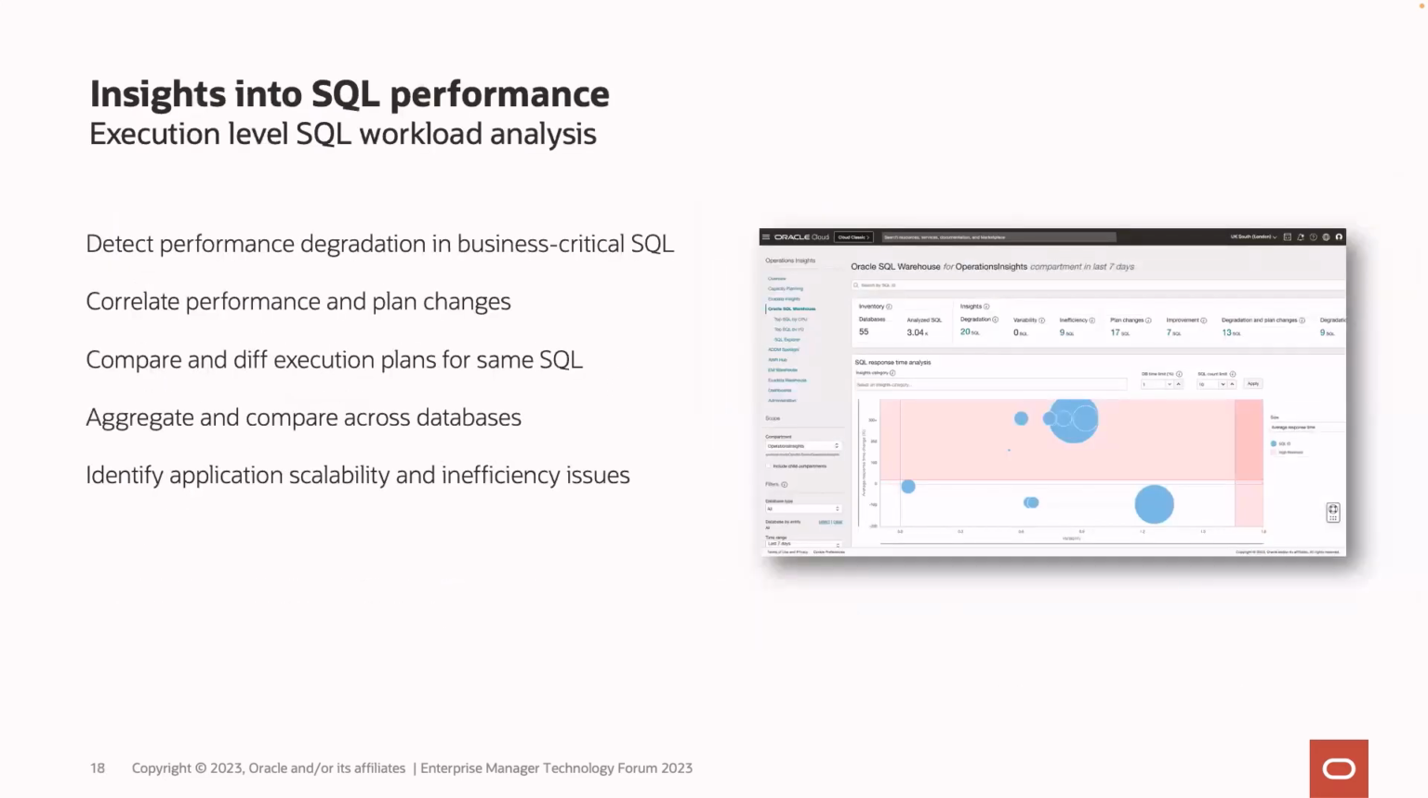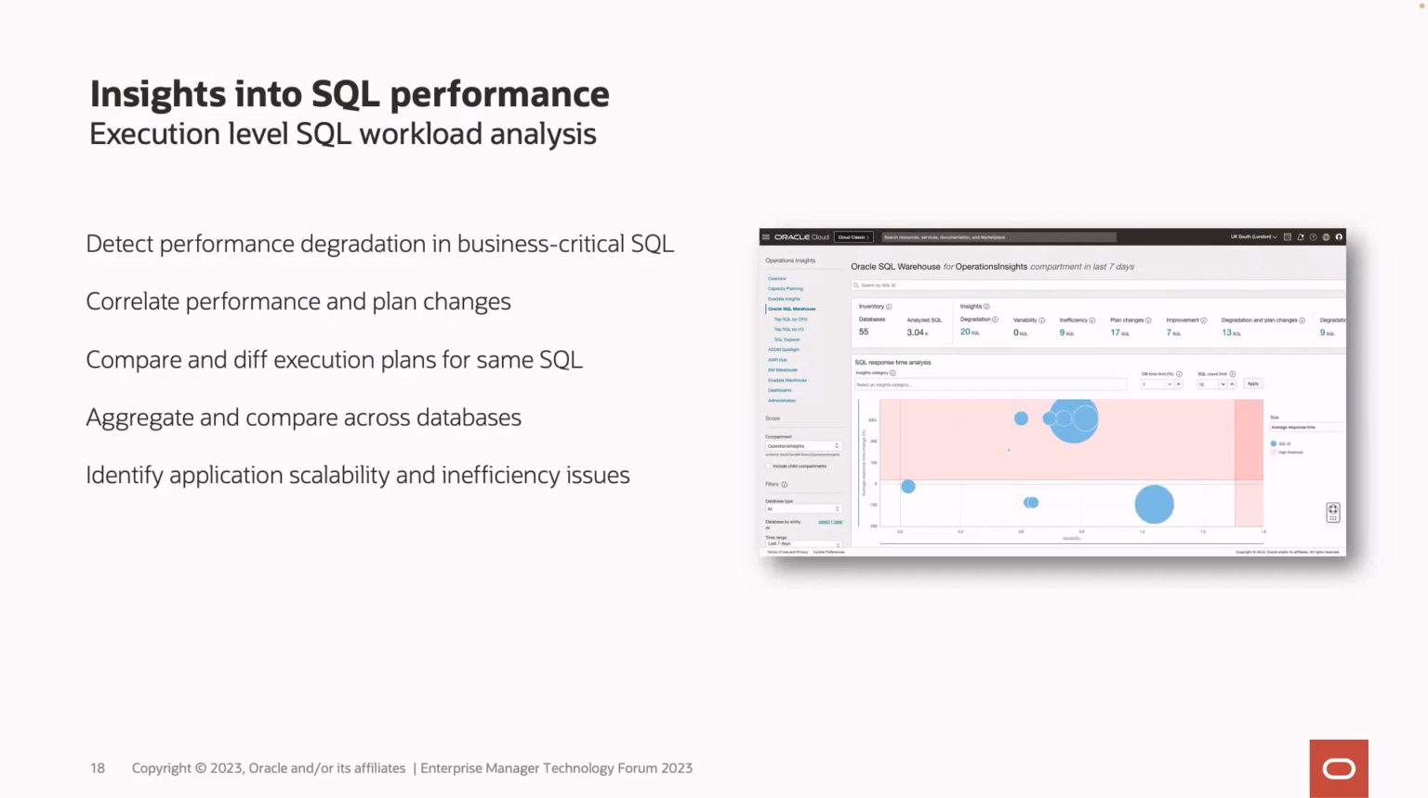Now, switching over to another out-of-the-box application that is part and parcel of Operations Insights Service: SQL Performance, the Oracle SQL Warehouse function of Operations Insights. You can analyze SQL performance problems for enterprise-wide applications across a fleet of databases. In addition, Operations Insights provides trends and key insights into SQL performance issues, thereby helping you to be proactive in avoiding future problems. It helps you in analyzing the performance of SQL based on categories such as degrading, inefficient, variant, and with plan changes.